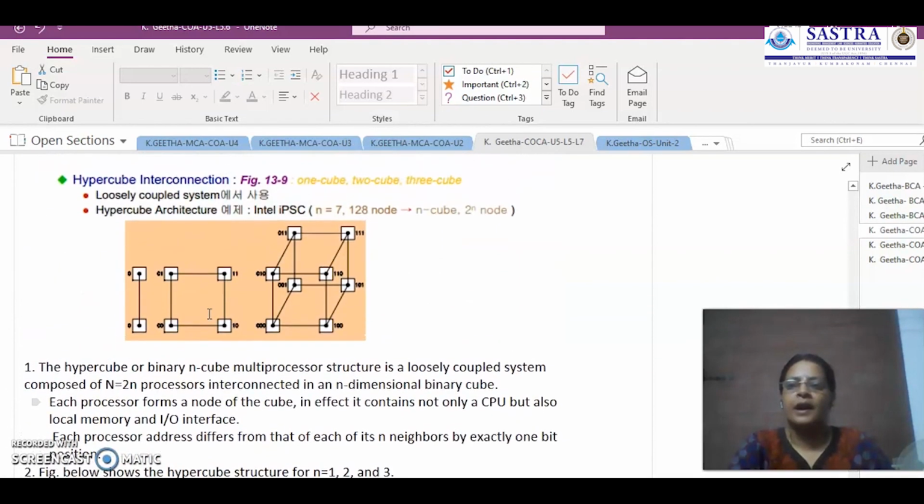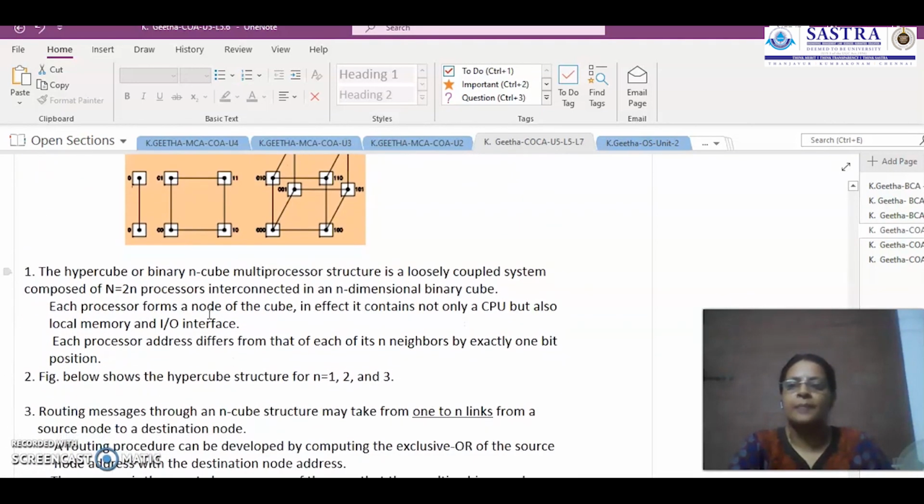And coming back to the details, the hypercube binary n-cube multiprocessor structure is a loosely coupled system where we have capital N equal to 2 to the power n, where n refers to the n-dimensional binary cube. If n equal to 1 we will have only 1 here, and if n equal to 2 we have 4; like this it will be expanded in powers of 2. Each processor forms a node of the cube, and it contains not only a CPU but also a local memory and an IO interface.